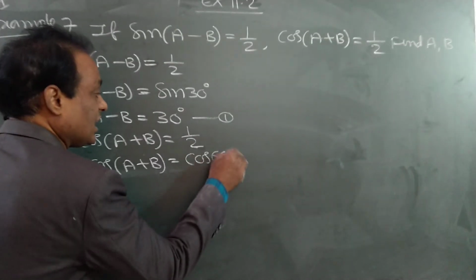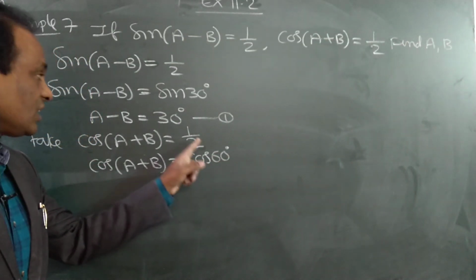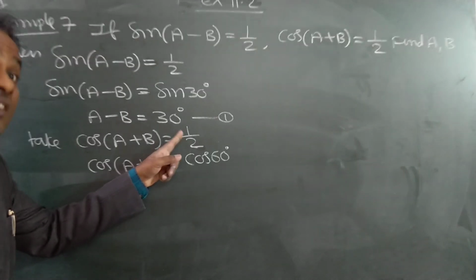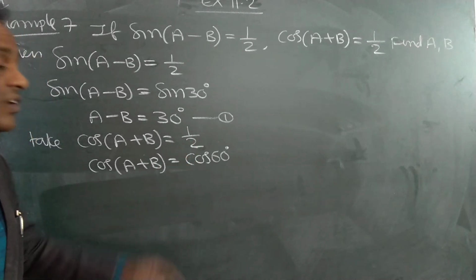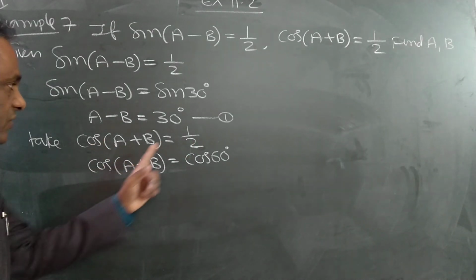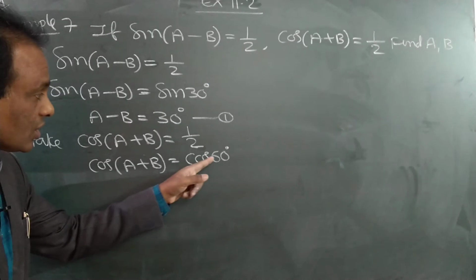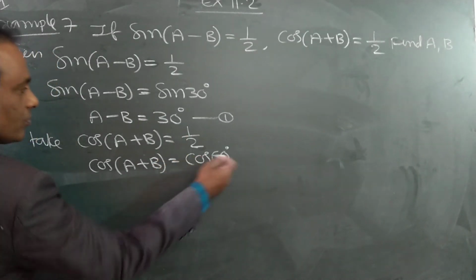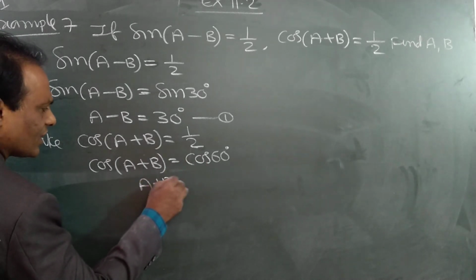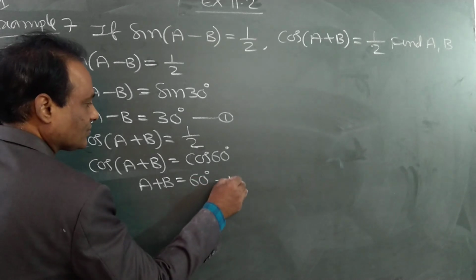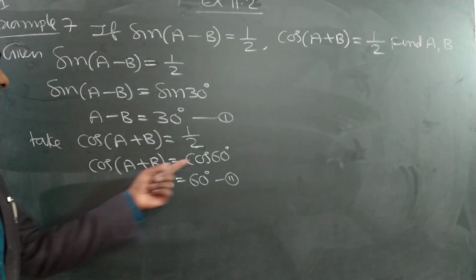Cos 60 is 1 by 2. This is cos, so write this also in terms of cos. See the formulas. Now A plus B is equal to how much? By comparison, A plus B is equal to 60 degrees.